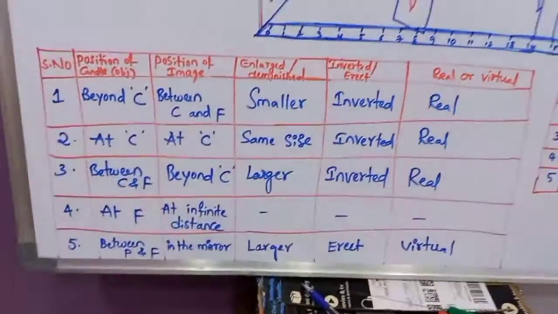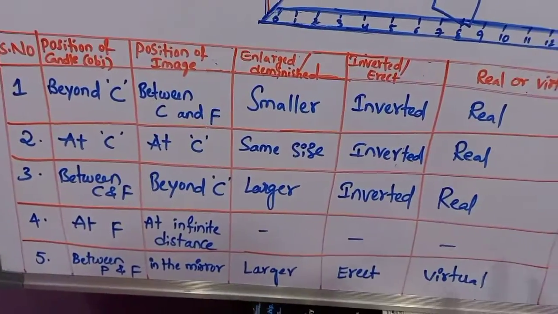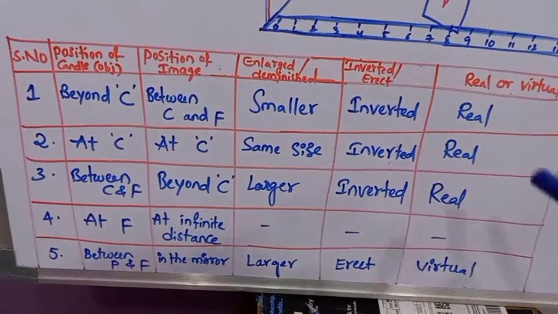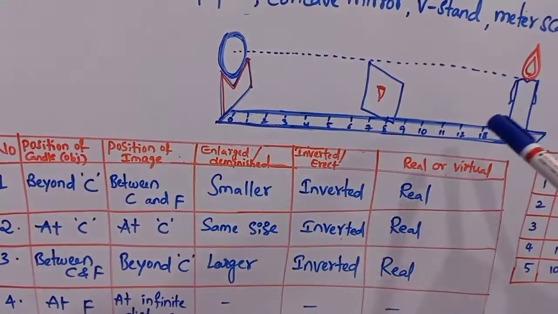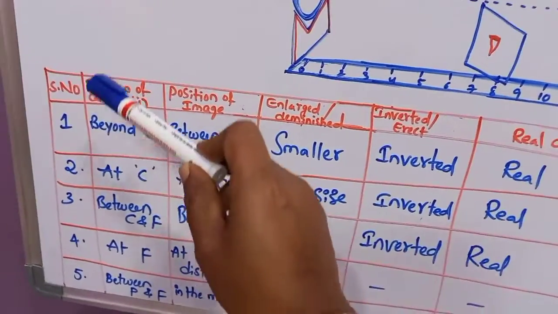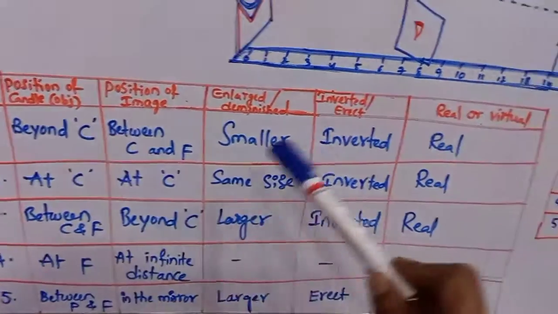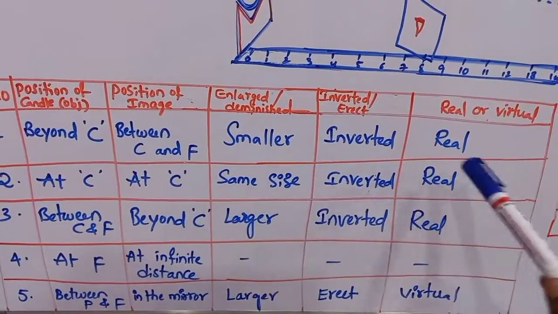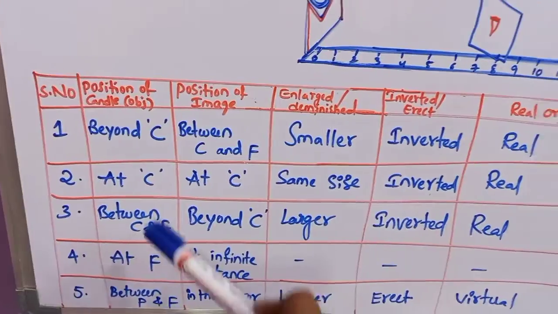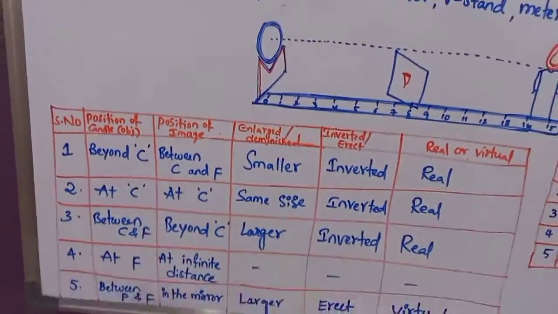These are the characteristics of the image formed by the concave mirror. When any object is placed in different positions in front of the concave mirror, we will get these kinds of images based upon the position of the object. The position and the characteristics of the images will always depend upon the position of the object where it is placed in front of the concave mirror.